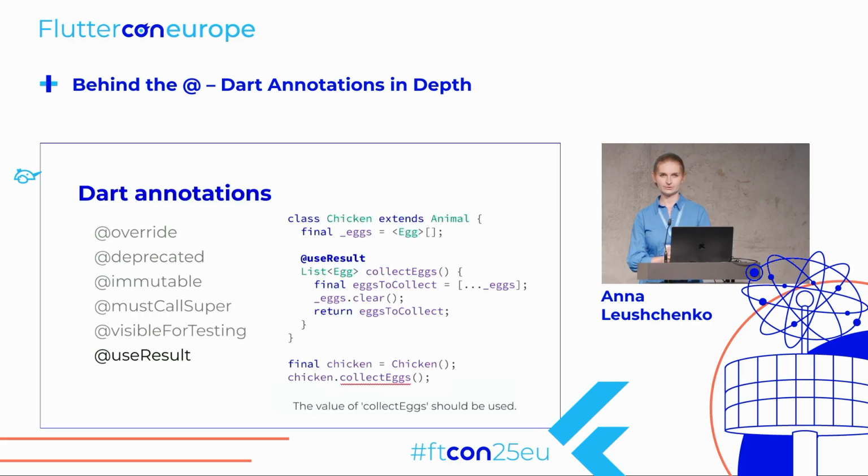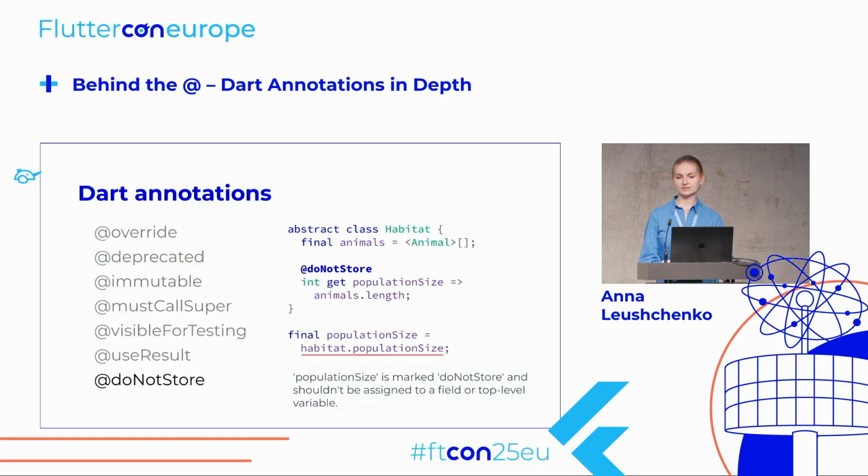Next, I prepared a few lesser-known annotations just to tickle your curiosity. A use result annotation can be used above a method, getter, or function to force you to use the result it returns. In this example, we have a class called chicken, and we have a destructive method called collect eggs that clears the list before returning. So it would be a real pity to lose all those eggs if the result of this method is not stored, right? But since I applied the use result annotation above the collect eggs method, the code below produces a warning that the value should be stored.